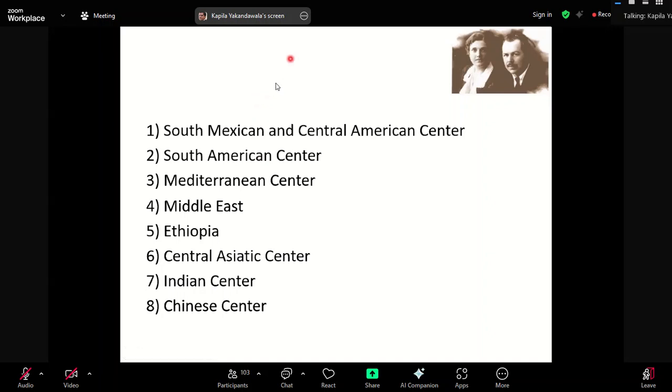Right, these are the centers, but you have to remember these centers by heart. These are the 8 different centers of origin of cultivated plants.